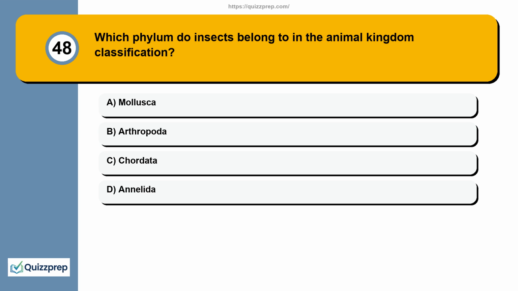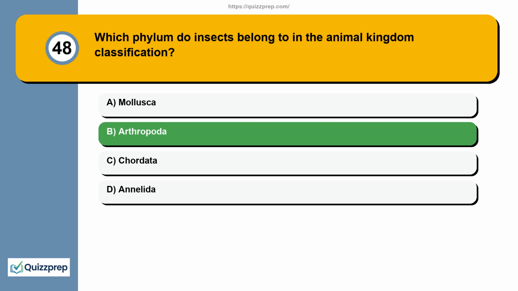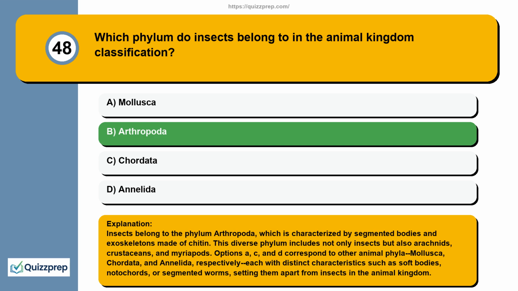Question 48. Which phylum do insects belong to in the animal kingdom classification? Mollusca, Arthropoda, Chordata, Annelida. Insects belong to the phylum Arthropoda, which is characterized by segmented bodies and exoskeletons made of chitin. This diverse phylum includes not only insects but also arachnids, crustaceans, and myriapods. Options A, C, and D correspond to other animal phyla, Mollusca, Chordata, and Annelida, respectively, each with distinct characteristics such as soft bodies, notochords, or segmented worms, setting them apart from insects in the animal kingdom.